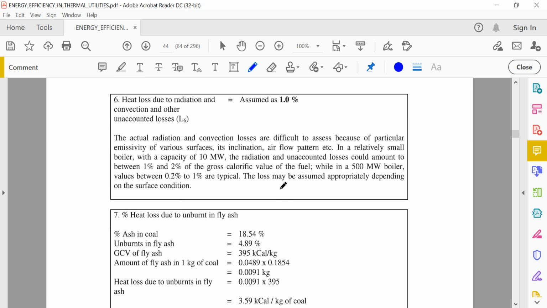Heat loss due to radiation and convection and other unaccounted losses has been assumed to be 1%. Normally, these are fixed. Here you can see that if the capacity is 10 megawatt, then these losses are considered as 1 to 2% of the GCV. But if the capacity of the boiler is 5 megawatt, then these losses are considered to be 0.2 to 1%. So these are basically fixed losses that are normally given in examples.